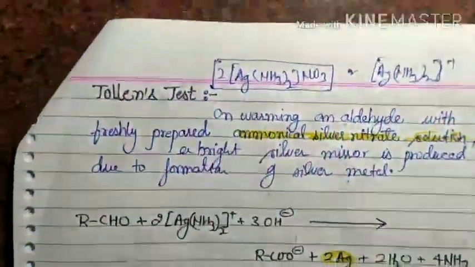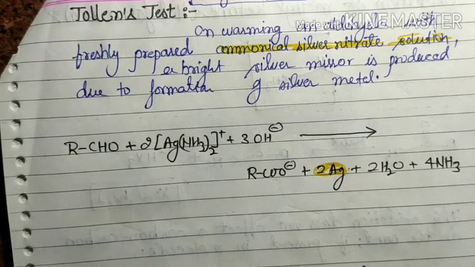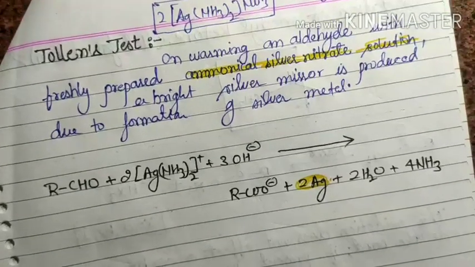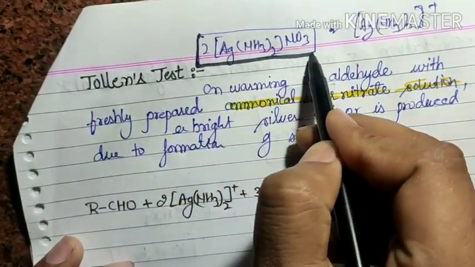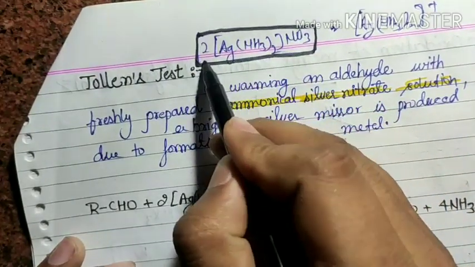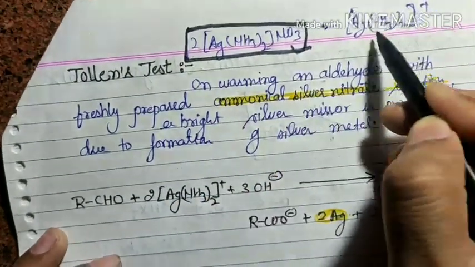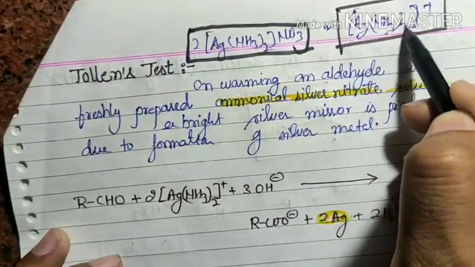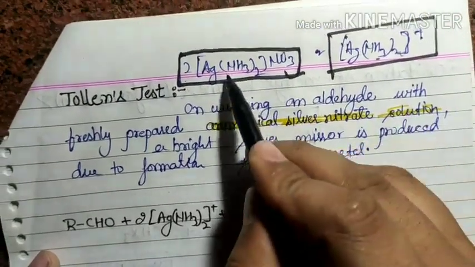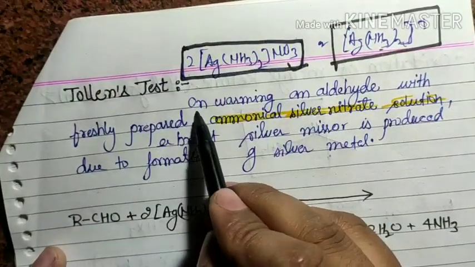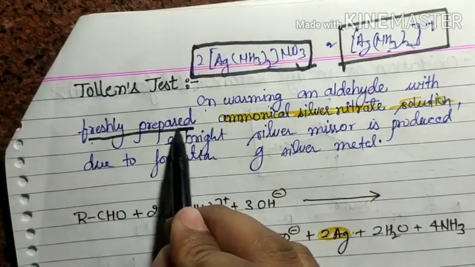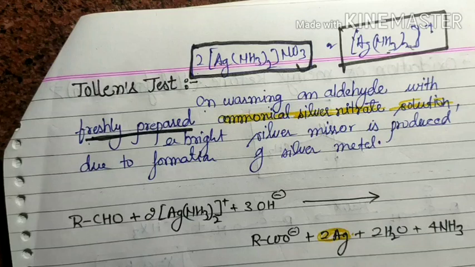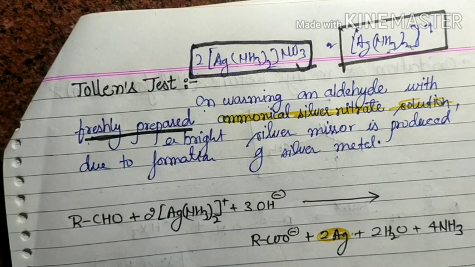The next one is the Tollens test. The Tollens test is very important and is asked various times. The first point is what the Tollens reagent is. Tollens reagent is written as [Ag(NH3)2]NO3, or it may be written as [Ag(NH3)2]+. What is the Tollens test? On warming an aldehyde with freshly prepared Tollens reagent. Freshly prepared means the reagent is not stored or prepared previously, it is prepared just at the time of the reaction or test.